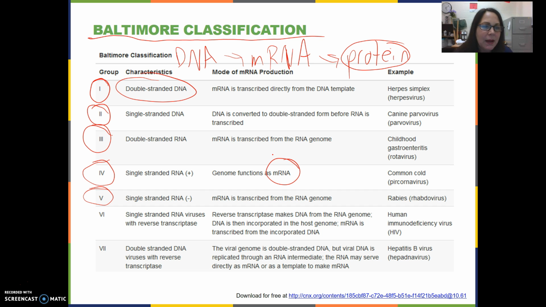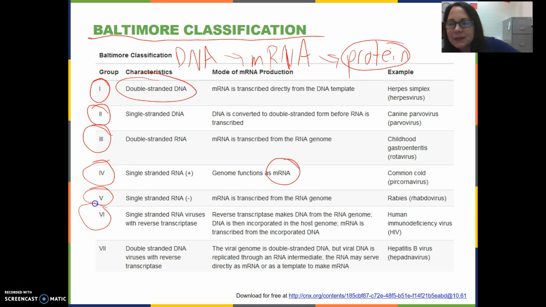It's called a coronavirus. And in the single-stranded RNA negative viruses, messenger RNA is transcribed from the RNA genome, and then translation occurs. So there's one extra step in the class 5 viruses than there is in the class 4 viruses. Rabies is a class 5 virus.